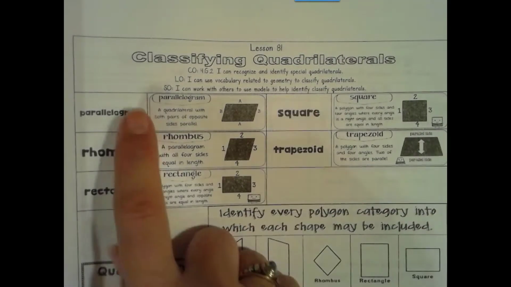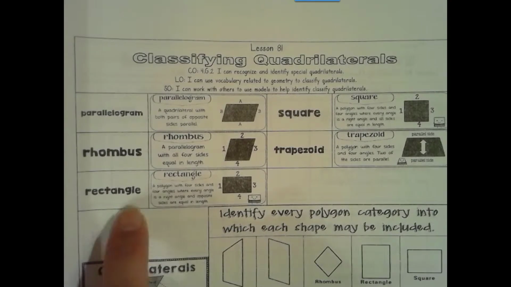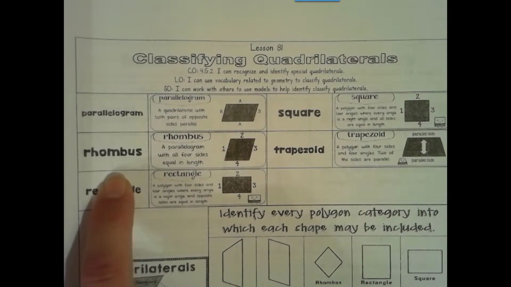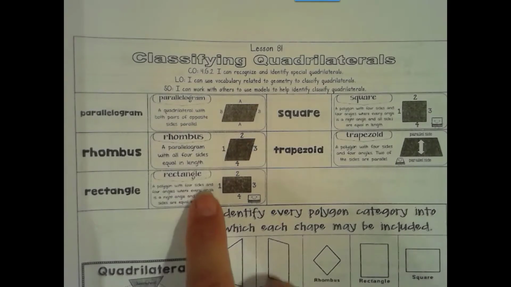And then that takes us to a square, because a square is a parallelogram, is a rhombus, is a rectangle. It fits in all these categories, which makes it even more special because it's a polygon with 4 sides and 4 angles where every angle is a right angle and all sides are equal in length. So it is a special type of rectangle where all 4 sides are the same length. It's a special type of rhombus where all angles are right angles. It's a special type of parallelogram that is both a rhombus and a rectangle. So these all go together.